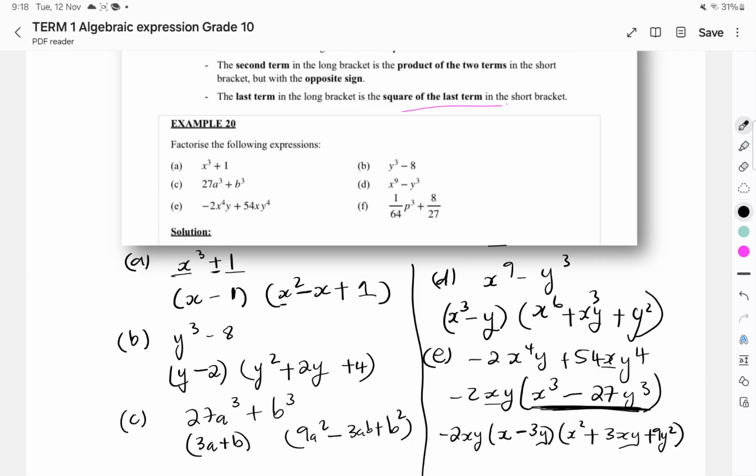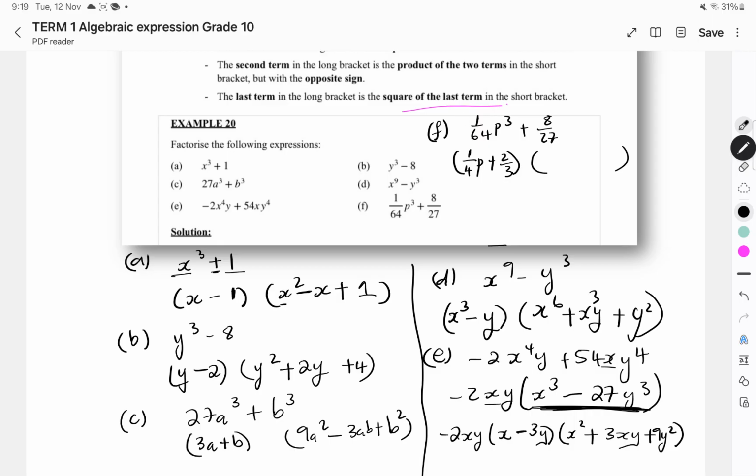Let's do number F. I can do number F here at the top. I have 1 over 64p cubed plus 8 over 27. You don't have to panic. It's just like a normal number. So I can see this is the sum of cubes. So I'm going to have a smaller bracket and a long one. Cube root of this whole thing. You can put the cube root of 1 over 64, it will be 1 over 4, and then I'll have the p. Plus the cube root of this one is going to be 2 over 3. You are done with the first one.